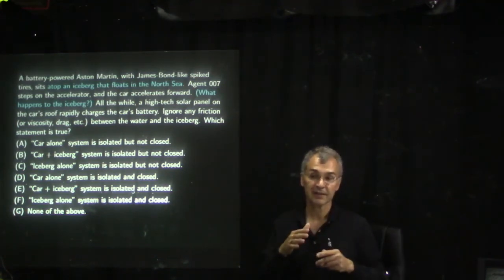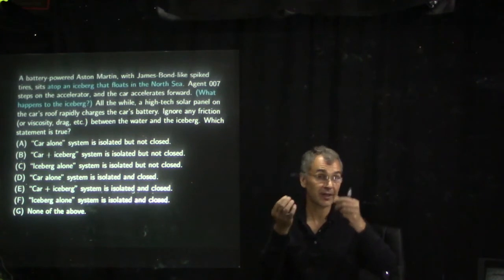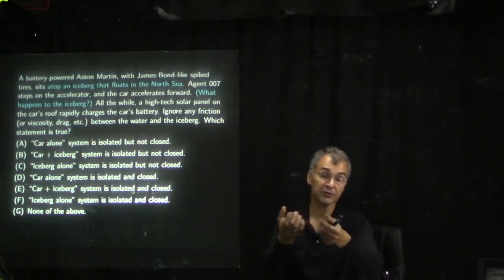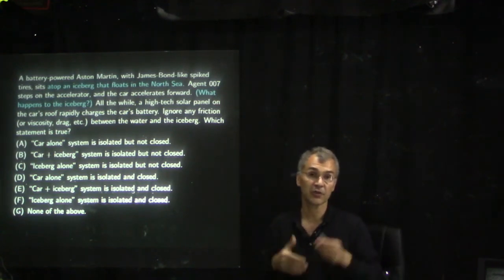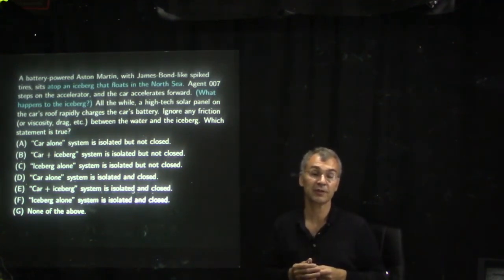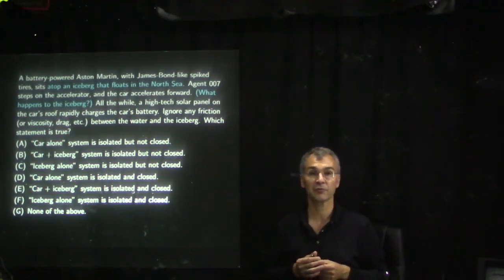So the momentum of the car plus iceberg system is probably constant, assuming that the friction, like air drag or something, and water drag for the iceberg moving through the ocean, is negligible. So there might be some frictional interaction between the iceberg and the water, but let's neglect that. Let's say that's pretty small.